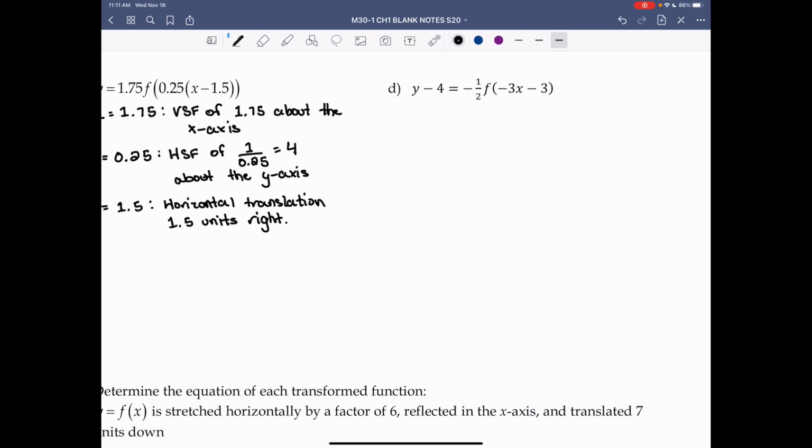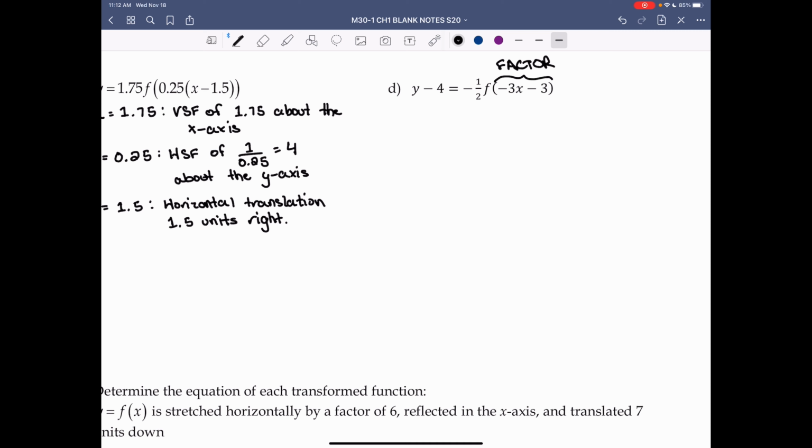D, y minus 4 equals negative 1/2 f bracket negative 3x minus 3. You should see that this bracket is not factored, so we need to factor that. If there's anything other than 1 in front of the x, it should be separated by a bracket to show that it's been factored out of this binomial. Since there's a number in front of x, but there are no brackets, we need to factor that out. Even if the number in front of x is not a common factor for this binomial, you would still need to factor this out of this binomial.